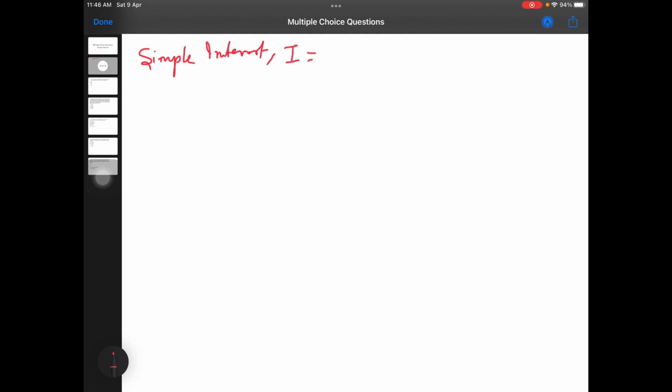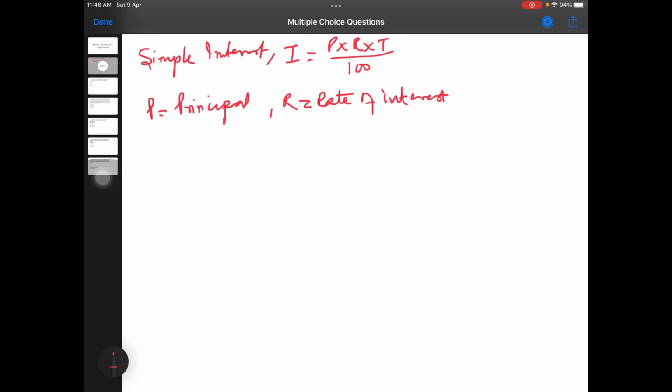The formula for simple interest is denoted as I is equal to P multiplied by R multiplied by T divided by 100, where P is the principal amount. What is principal amount? Principal amount is the money borrowed or lent out for a certain period of time, and R is the rate of interest, or the interest. It is the extra money which is paid for using other people's money, or what we can say is for using the principal money.